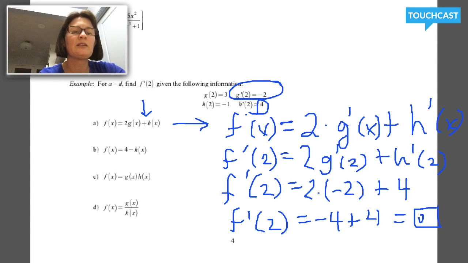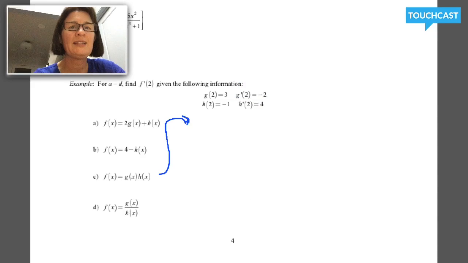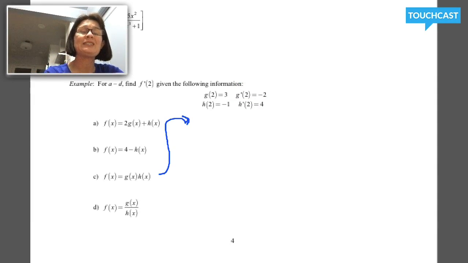Cool. I'll do one more and I'll leave the other 2 for you. Let's do that middle one. So I know f of x is g of x times h of x. That tells me I have a product that I want to take the derivative of. I'm going to use the product rule.